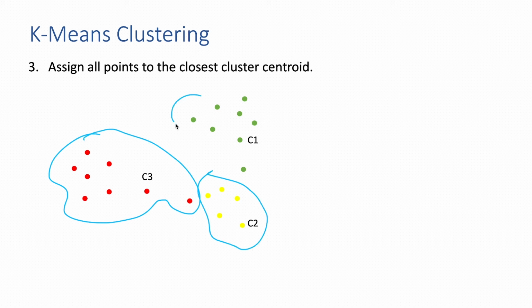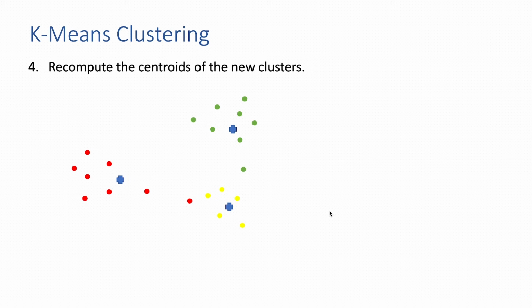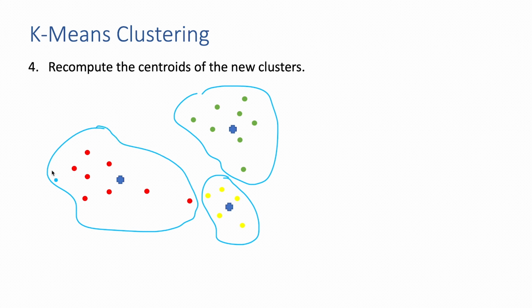So once we assign labels to all of these points, we have newly formed clusters now. So these are the newly formed clusters. But these centroids are no longer valid. So in step number 4, we are now going to recompute the centroids. That is, take the mean of the coordinates of all of these data points, so as to obtain your new cluster centroids C1, C2 and C3.